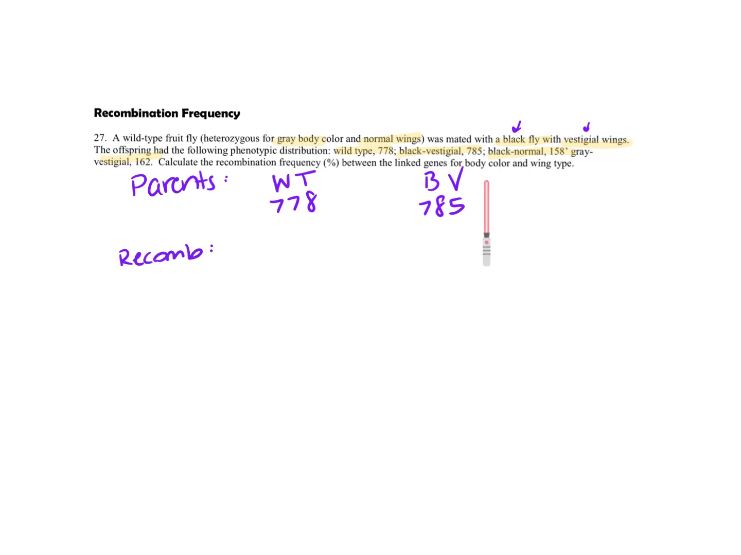So you see here in the types, there were 158 that were black with normal wings. Normal wings is a part of the wild type, so you actually have black with normal. Notice that is not any of the parents. That's 158. And then we have gray vestigial. Gray body is part of the wild type, so I have gray with vestigial. And that was 162. So these are the kids that look like the parents. These are the kids that did not. Those were the recombinants.